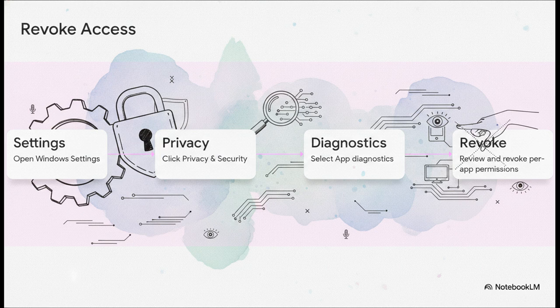Go to your settings, click on Privacy and Security, and then App Diagnostics. You really need to review and revoke these per-app permissions. Audit this list and just shut off access for any app that doesn't absolutely require it, which frankly is going to be almost all of them.